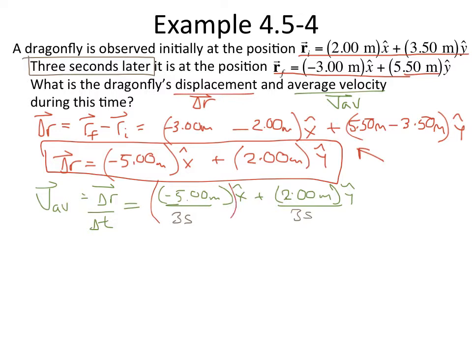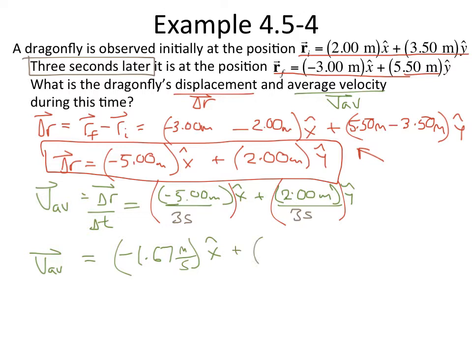This fraction, x hat, and this fraction, y hat, now describes the average velocity. All that's left to do is simplify. So the average velocity vector can be described as thus. What is negative 5 divided by 3? Well, I get negative 1.67. Negative 1.67 what? Well, it's something x hat, but what are the units? Remember, it's velocity, so it should make sense that we have meters per second. Meters per second is going to be our units, which makes sense because this is a velocity.